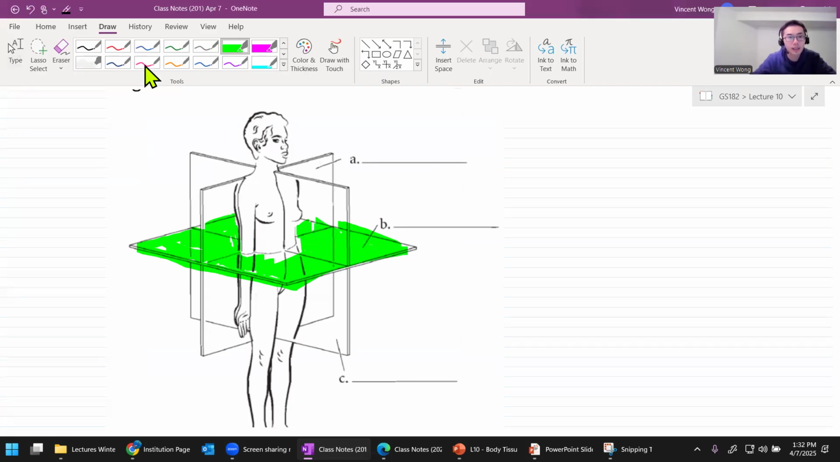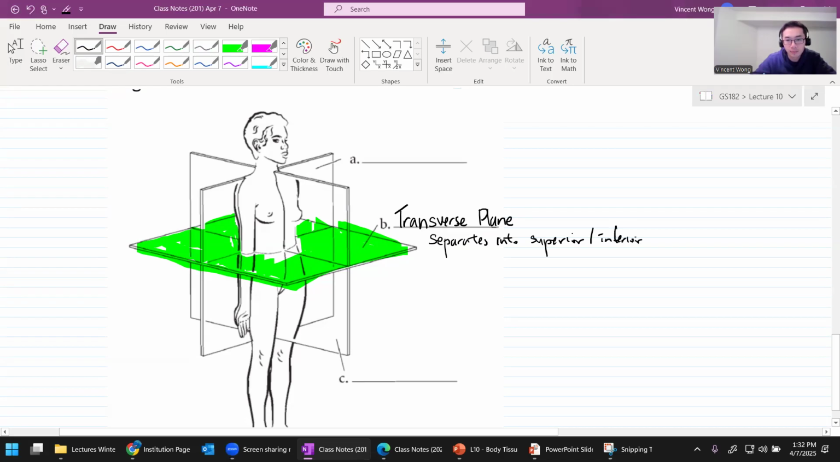This is called a transverse plane. Horizontal plane, transverse plane. So this separates into basically top and bottom, okay? Superior and inferior. When a person goes for a CT scan or X-ray scan, then you are viewing the body parts from different planes, right? So that's a transverse plane.